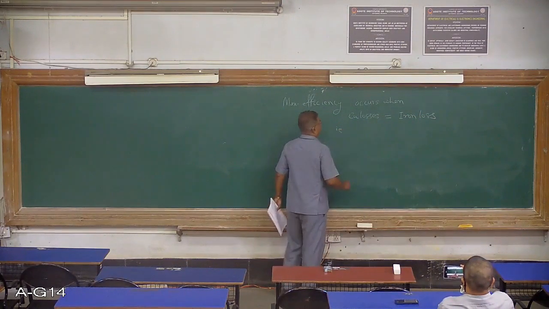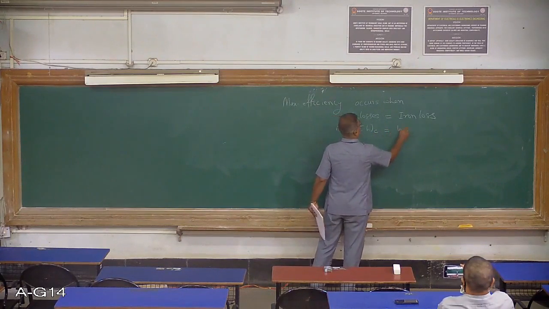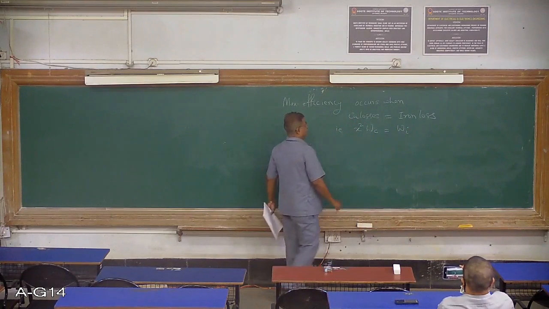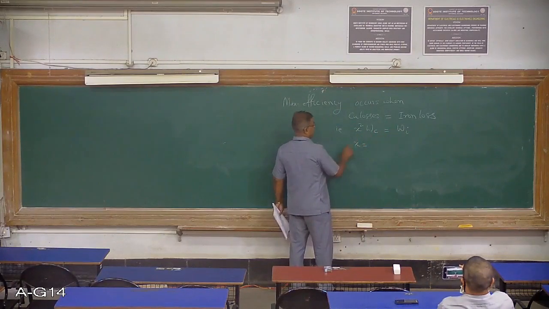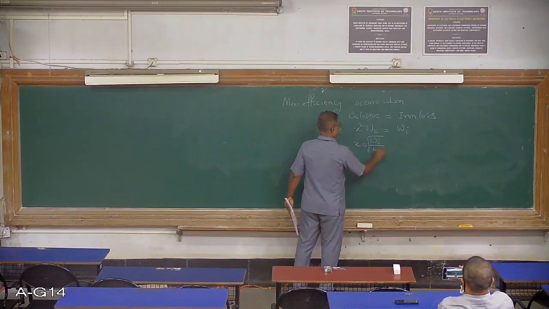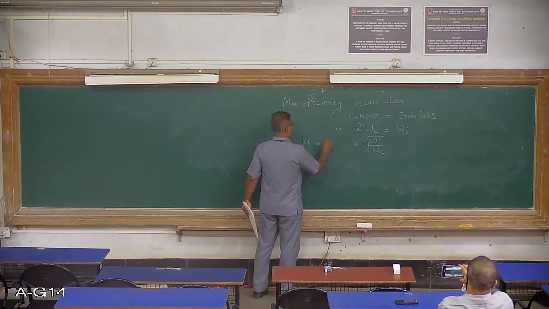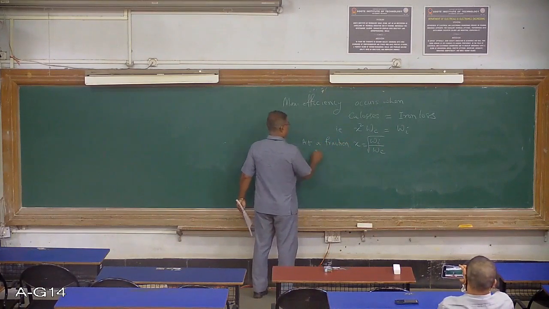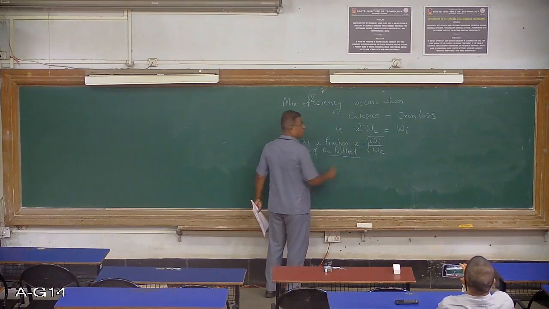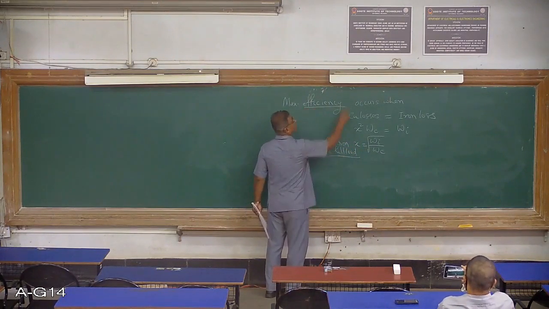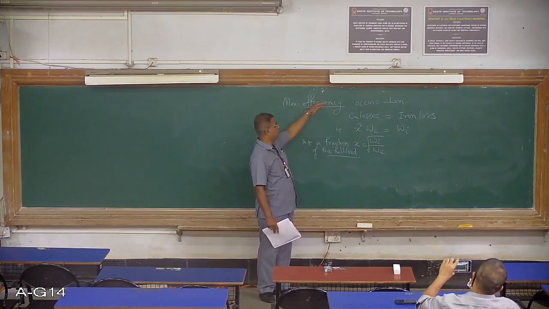At any load, copper loss is given by X squared times WC. Iron loss remains constant as WI. So therefore, X squared equals WI by WC, and X equals the square root of WI by WC. That is, at a fractional load, that is X, at this fraction of full load, maximum efficiency occurs. At this value of X, you will find the occurrence of maximum efficiency.